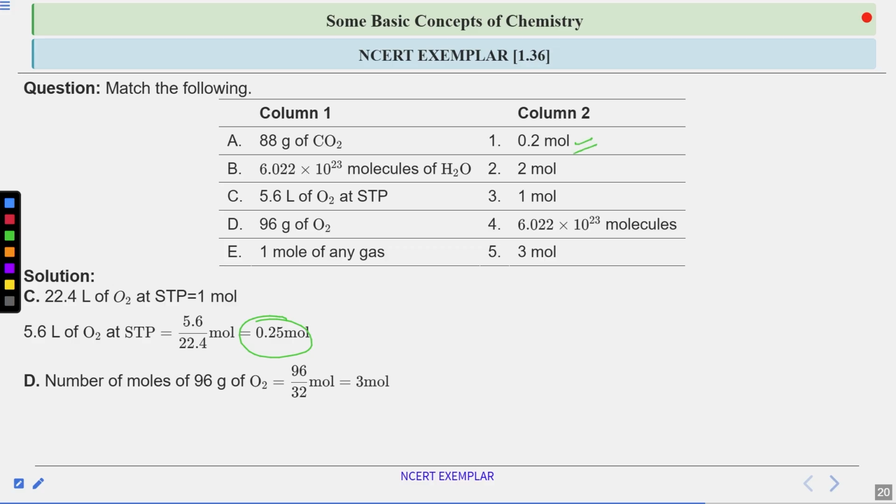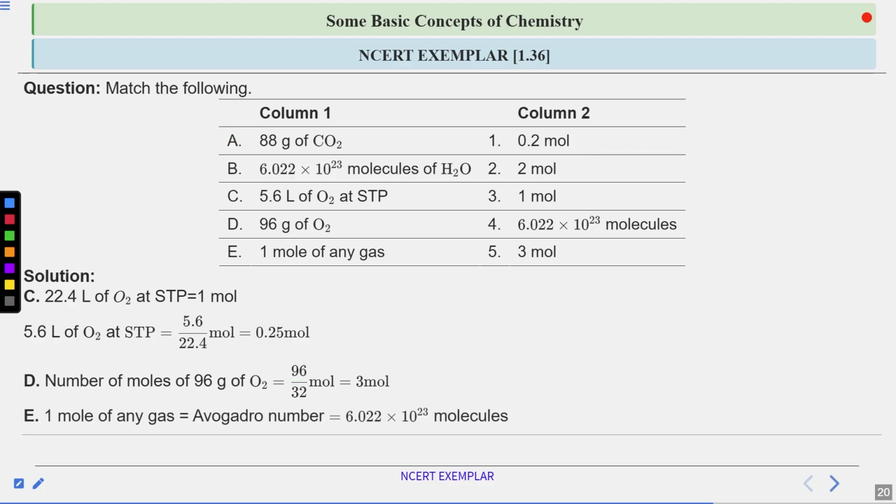Our next question, next is D, which is 96 gram of O2. Now again, given weight by molar weight. It will give you 3 mole. Very easy to calculate, similar to this A. I will not explain this once again. Now what about the last option? 1 mole of any gas will have 6.022 into 10 to the power 23 molecules. Similar to the B option. So it's a very easy question to understand, but a very conceptual one to get the idea of mole. Till this point, does anyone have an issue? They can ask.